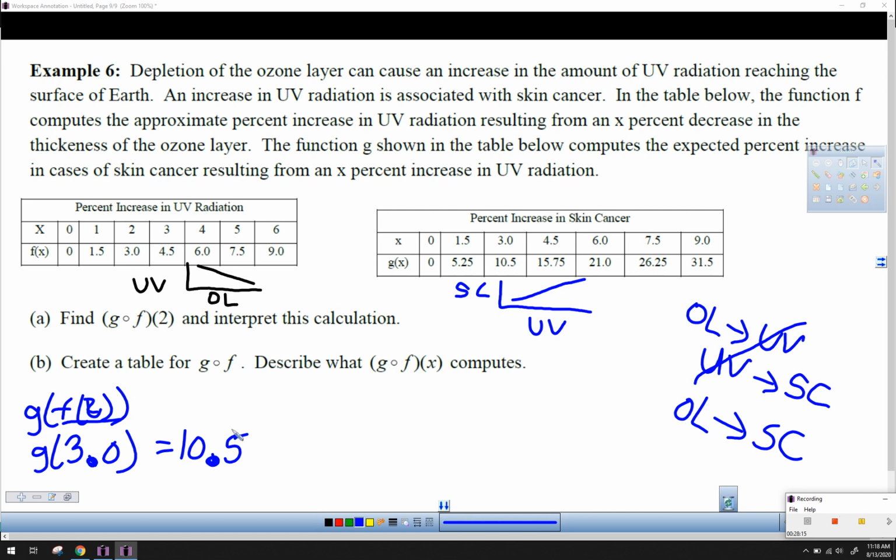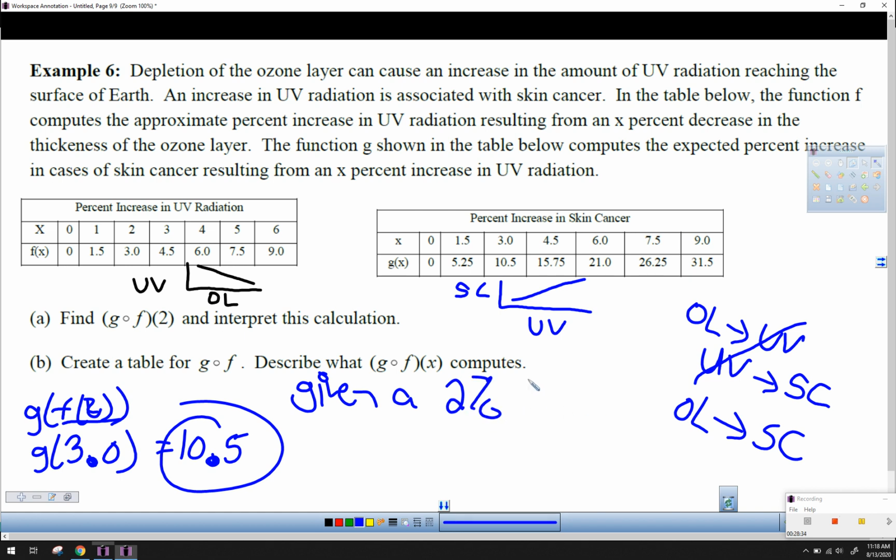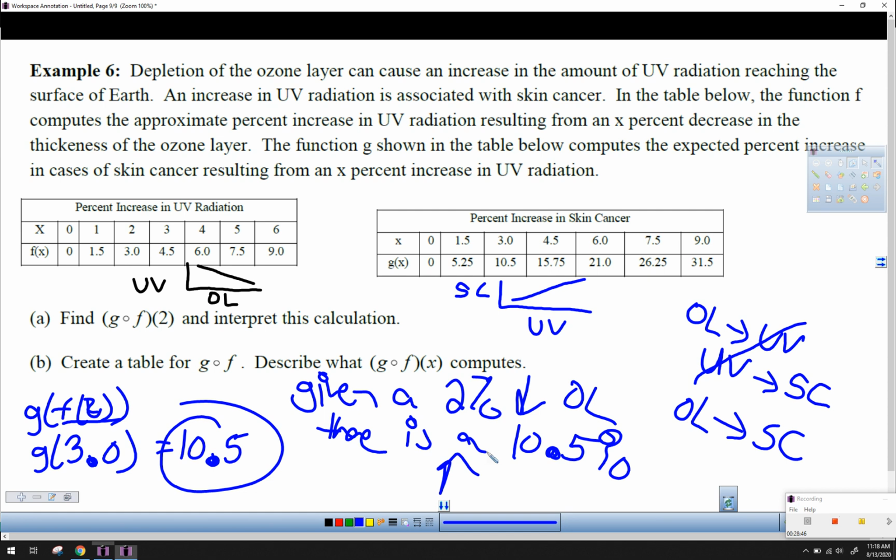So again, let me reiterate that. What you found was that given a 2% decrease in the ozone layer, there is a 10.5% increase in skin cancer. And so in between there, we know that the 2% decrease in the ozone layer causes a 3% increase in UV radiation, which in turn causes a 10.5% increase in skin cancer. So A leads to B, B leads to C, A affects C. Okay? So just keep that in mind.